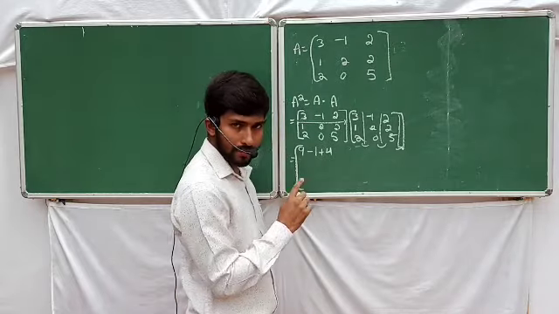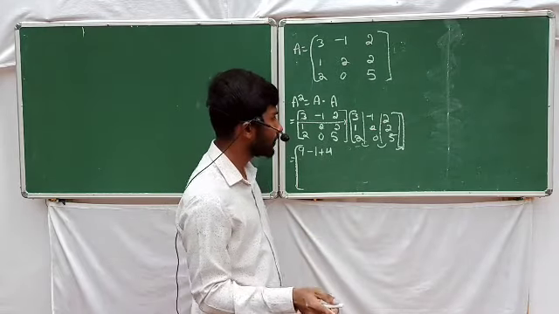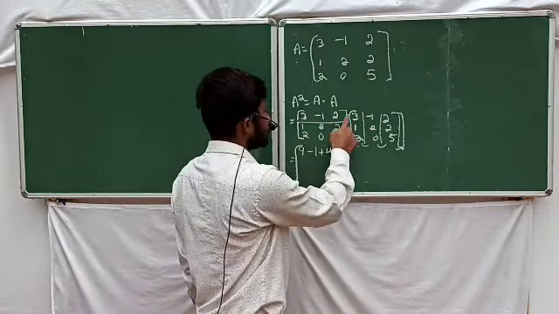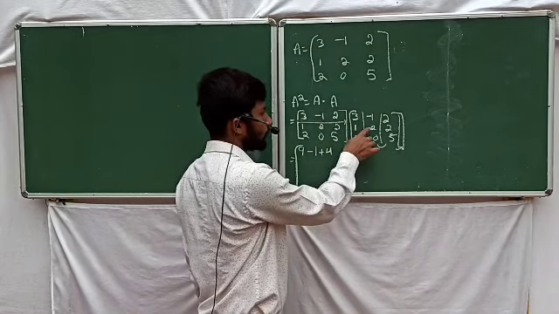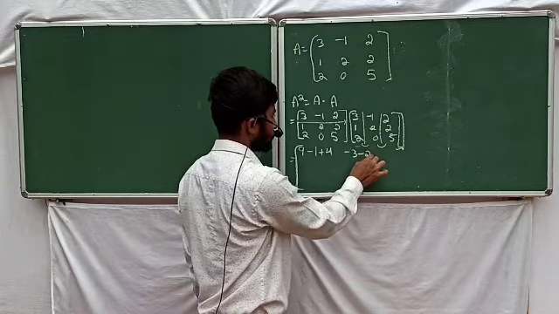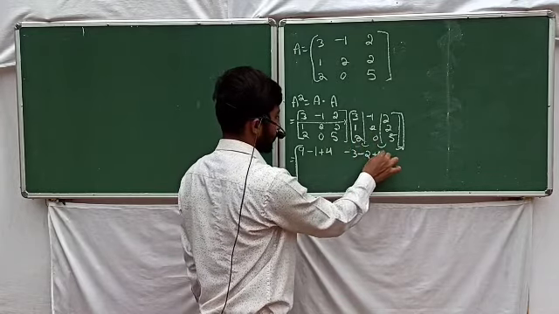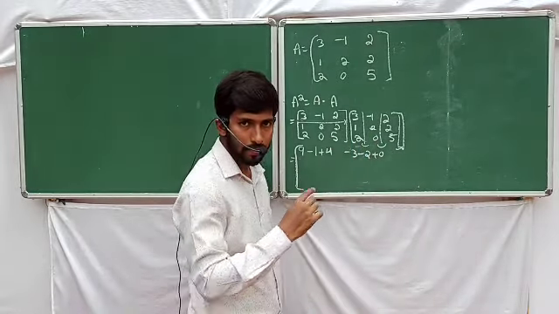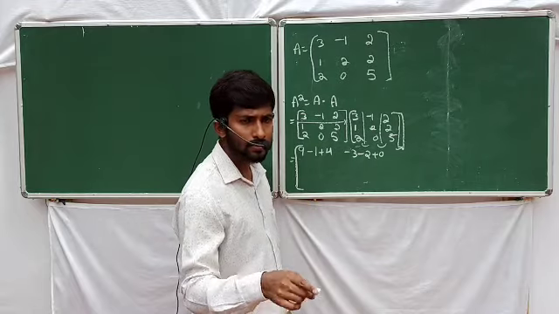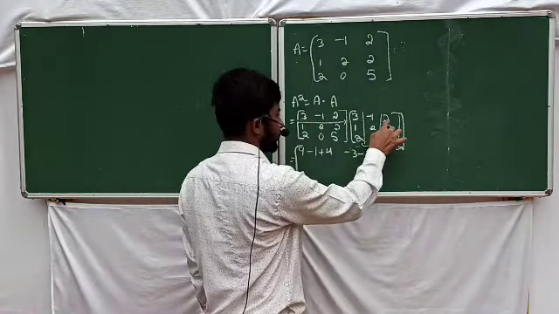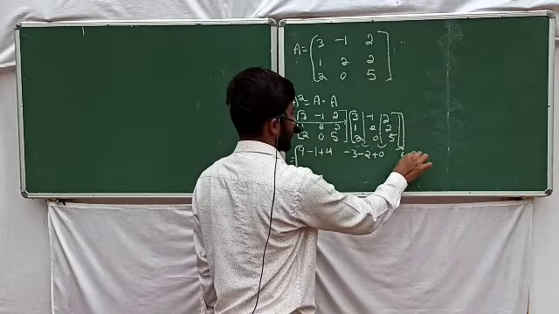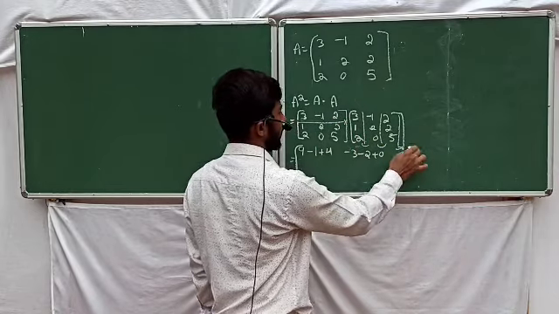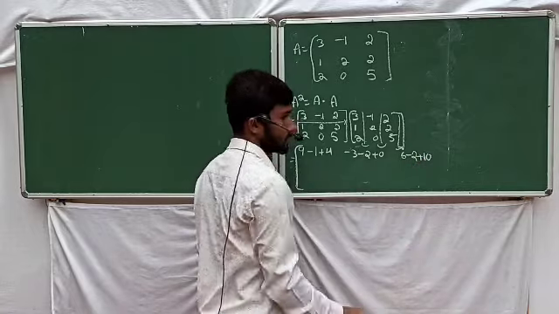Next, row 1 into C2. 3 into minus 1 is equal to minus 3. Minus 1 into 2 is equal to minus 2. 2 into 0 is equal to 0. Next, row 1 into C3. 3 into 2 is equal to 6. Minus 1 into 2 is equal to minus 2. 2 into 5 is equal to plus 10.